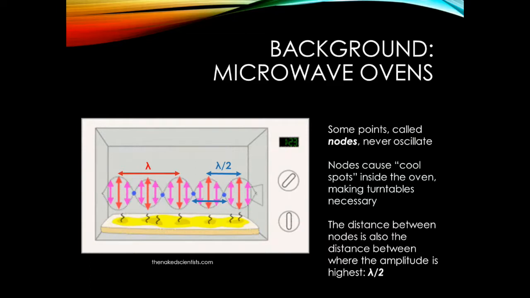The distance in between nodes is also the distance between points where the amplitude is highest, or the distance between cook spots. Because of the overlapping pattern, this is half the wavelength and not the full wavelength. Before going any further, make sure you can explain why this is half the wavelength and not the full wavelength.